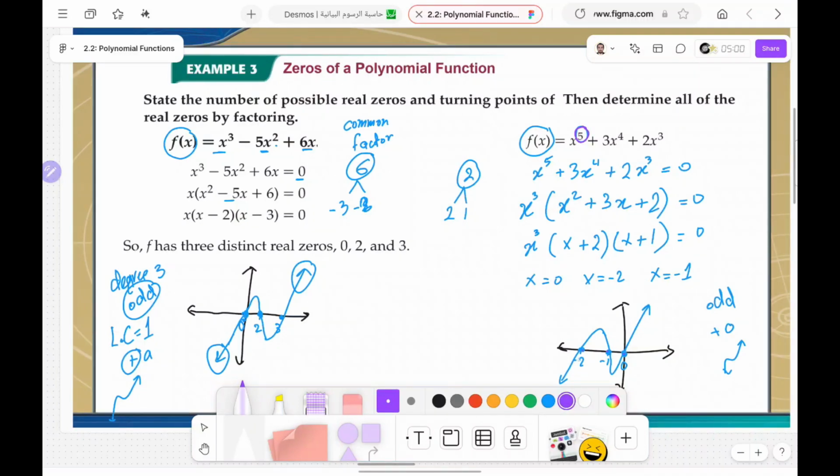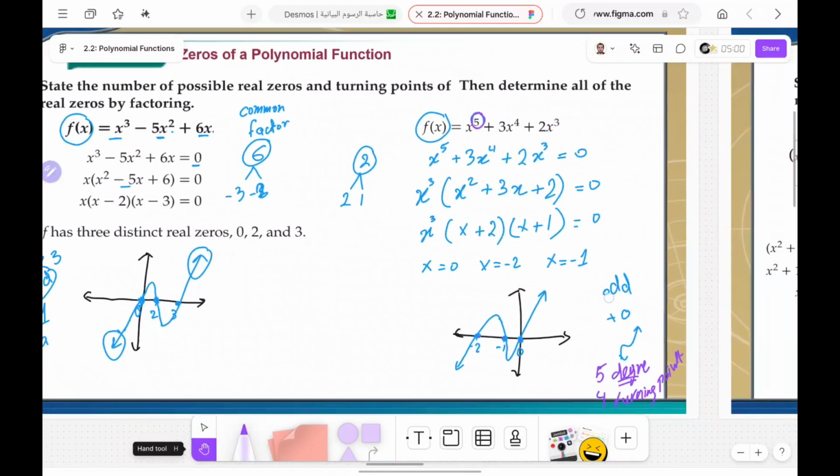So we don't care about the graph now, we care about the function. It's saying degree 5. So 5 degrees means I must have 5 x-intercepts. And how many turning points? I have 4 turning points. So 4 turning points and degree 5.